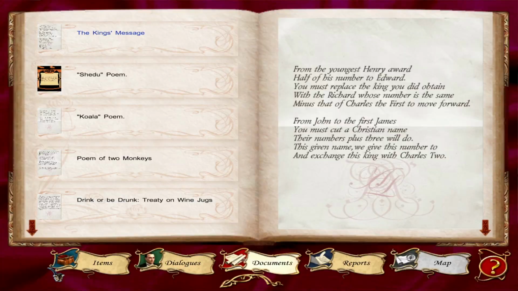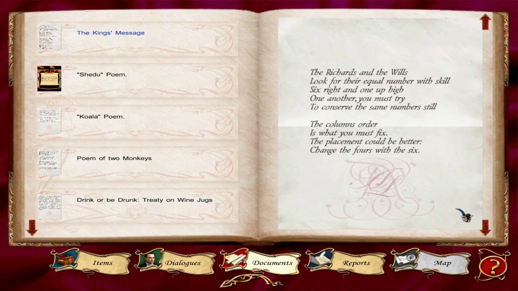Oh, jeez. All right, so now we're at the column's order is what you must fix. The placement could be better. Change the 4s with the 6. So I just... Wait, do I just swap everything that's 4 with 6? Huh.